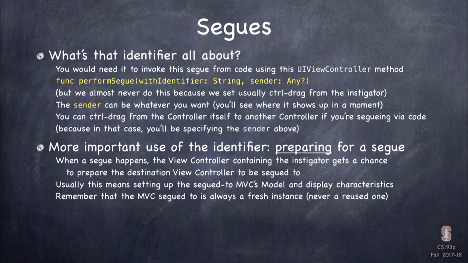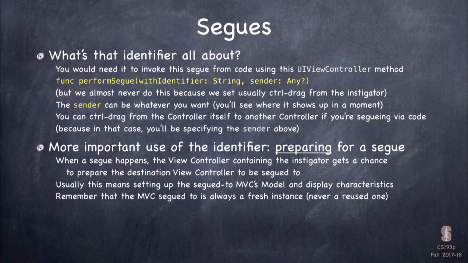But the most important use of identifier is to prepare the MVC that you're segueing to. Think about the calculator example. I press graph, and it's going to show me a graph. Presumably it's going to show me a graph of what's in my calculator. Well, I have to somehow let that new graphing MVC know what equation to graph. We call that preparing that MVC to do its job. And segues always create a new MVC, so they always have to be prepared to do what they do.